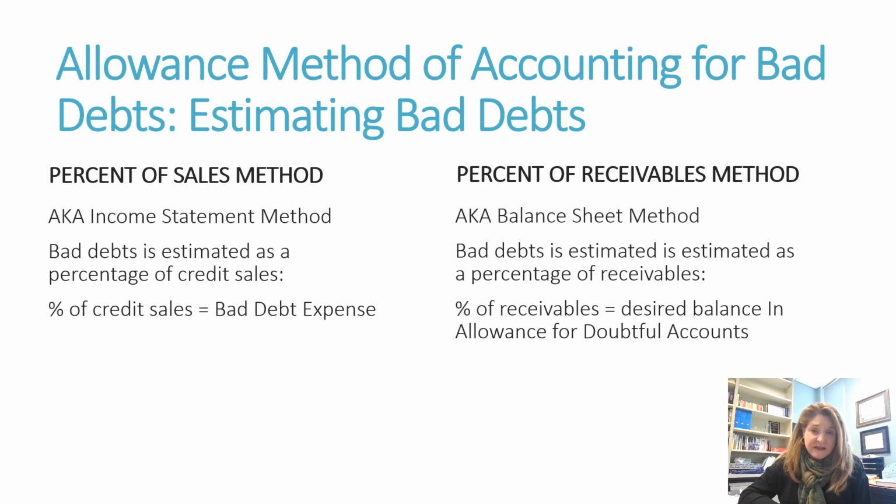The other way to do it is slightly more complicated. It's known as the percent of receivables method or the balance sheet method. And in this case, bad debts is estimated as a percentage of receivables. So we're going to take the percent of receivables, multiply it times the balance in accounts receivable. That doesn't give you bad debts expense, it gives you the desired balance in allowance for doubtful accounts.